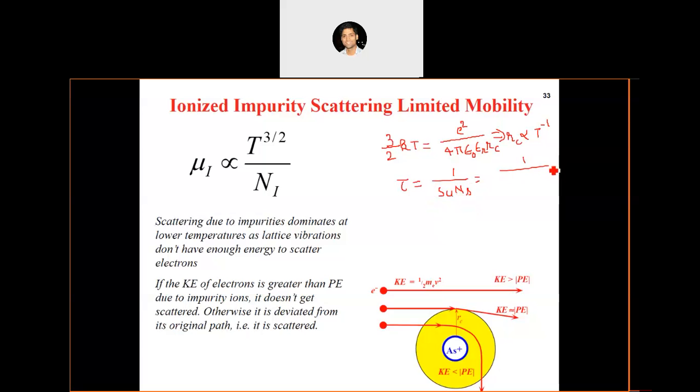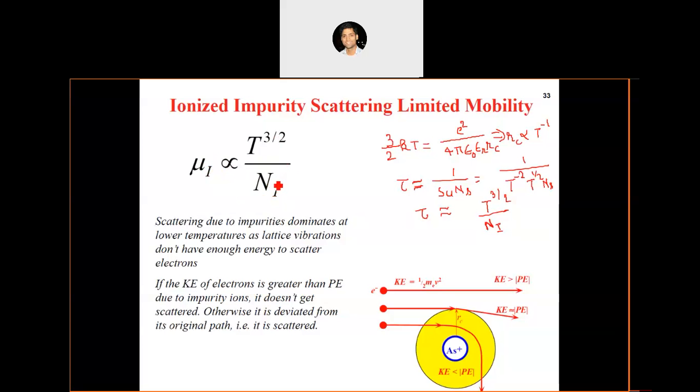So from here we can put S as pi Rc square. So this will be T to the power minus 2, and u is proportional to T to the power half, and this will be Ns. This is an approximate sign because we are not putting any constants here. So this will be T to the power 3 by 2, isn't it? Divided by Ns, the concentration of impurities, so I will put it Ni. This is what I have written here, right? The impurity scattering limited mobility is proportional to T to the power 3 by 2 divided by the concentration of the impurities, right?